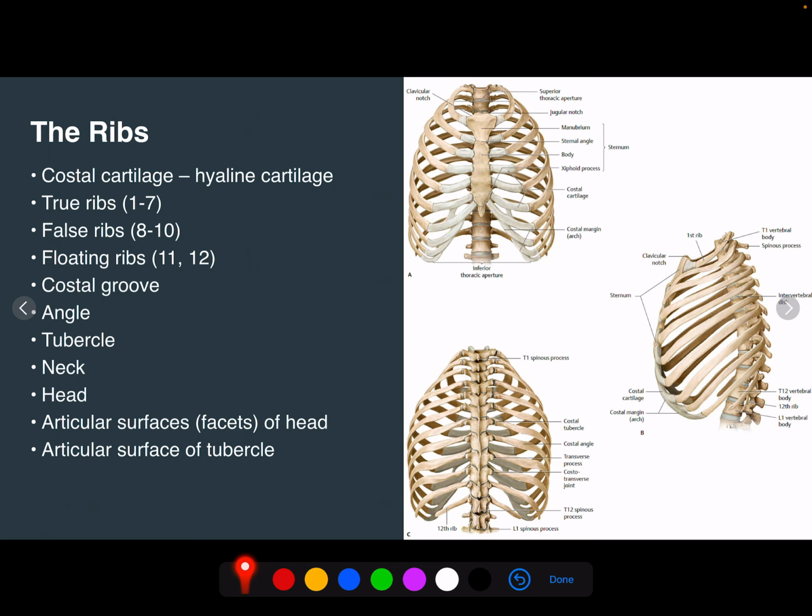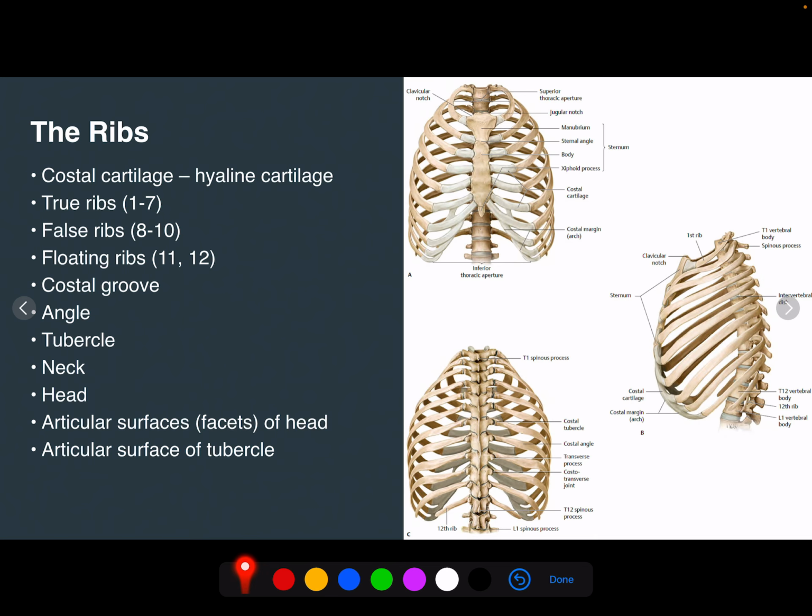And then we have false ribs, which is 8 through 10. And they're false because they attach indirectly to the sternum via joining the cartilage of the rib above. I'll put it that way. So our false ribs, which are 8 through 10, are ribs that attach indirectly to the sternum via the costal cartilage above.